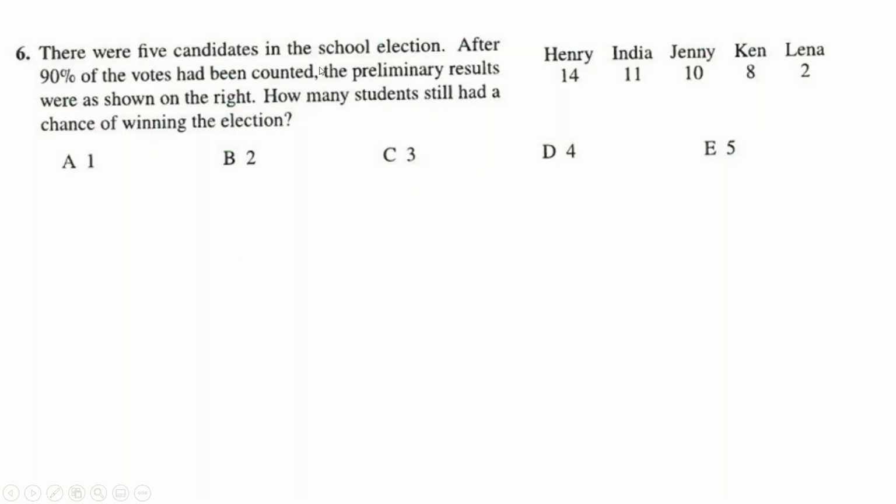Number 6, 5 candidates in a school election, after 90% of the votes have been counted. So, okay, well this is the number of votes. Let's add these numbers up and we find 45 votes so far, and that's 90% of the votes.